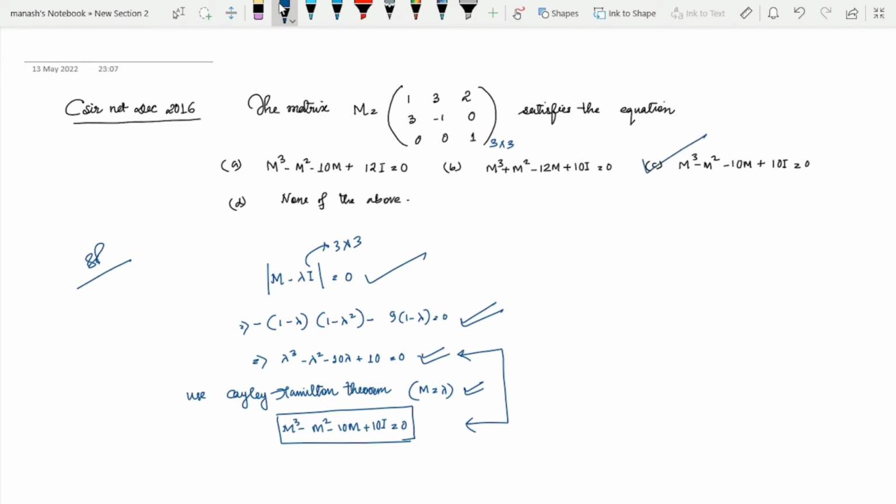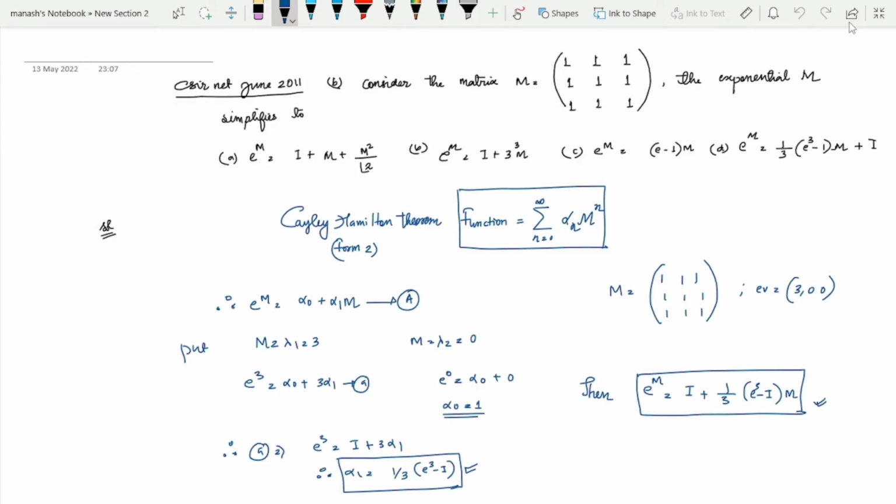So this is one of the easiest questions that came in CSIR NET, right? It came in CSIR December 2016 and it is on the Cayley-Hamilton theorem, right? For me, this question is the motivation for making this video, because I've used the Cayley-Hamilton theorem to solve one of the most difficult questions if you solve by general technique, that is by expansion method or by diagonalization techniques.